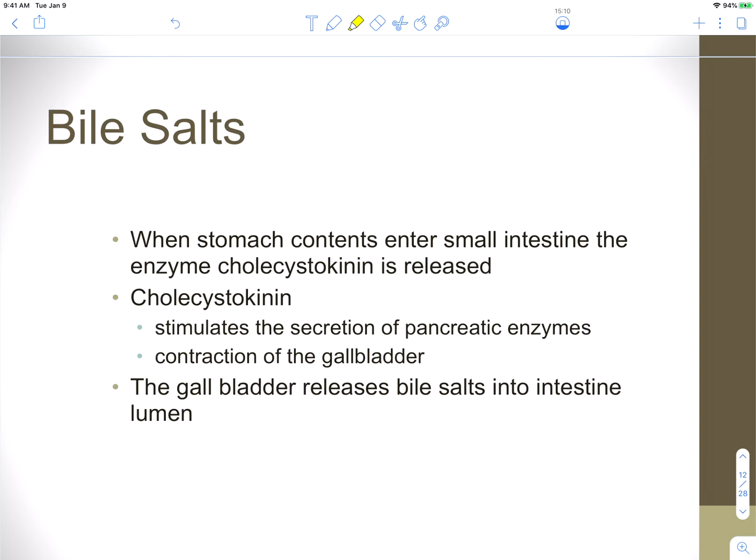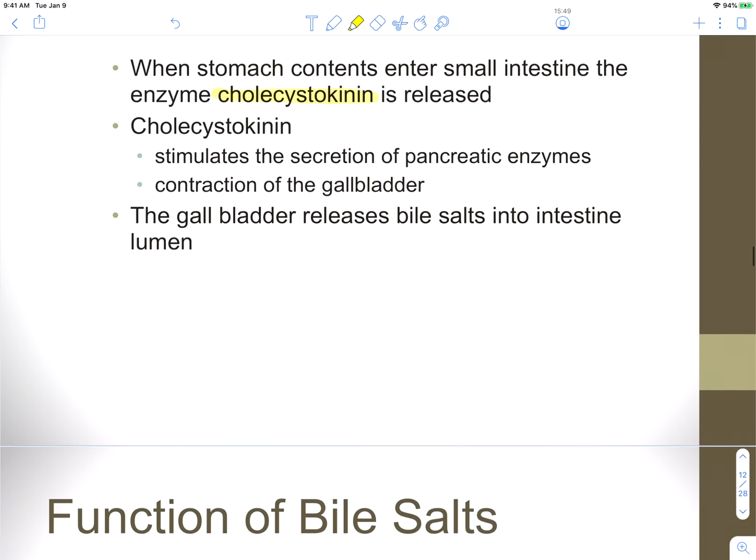So when your stomach empties its contents into the small intestine, you are changing the pH in the small intestine, and so a hormone called cholecystokinin is released. Now, cholecystokinin is important because it stimulates the secretion of those pancreatic enzymes and also contraction of the gallbladder. And so the gallbladder then is stimulated to release bile salts into the intestinal lumen. Your pancreas is going to release those lipases into the lumen. Also other enzymes, but we're focusing right now on fats. And then you start to get emulsification of your fats.